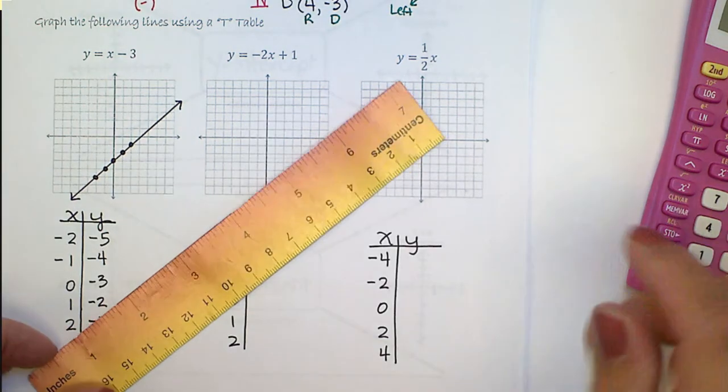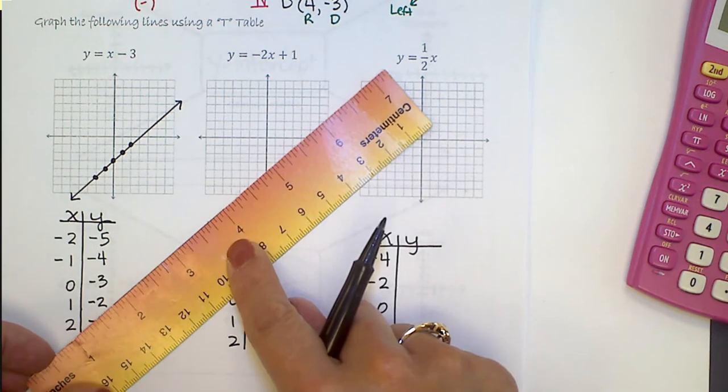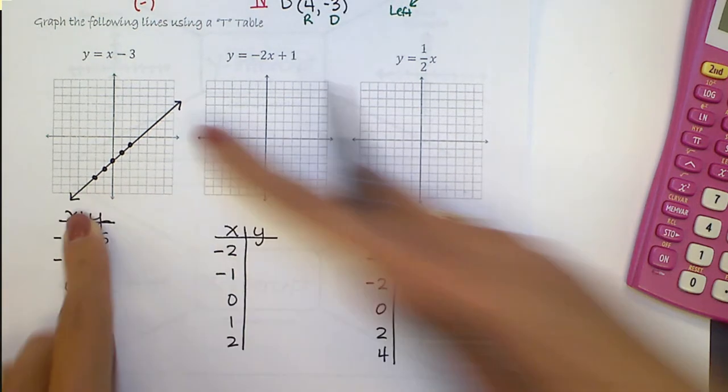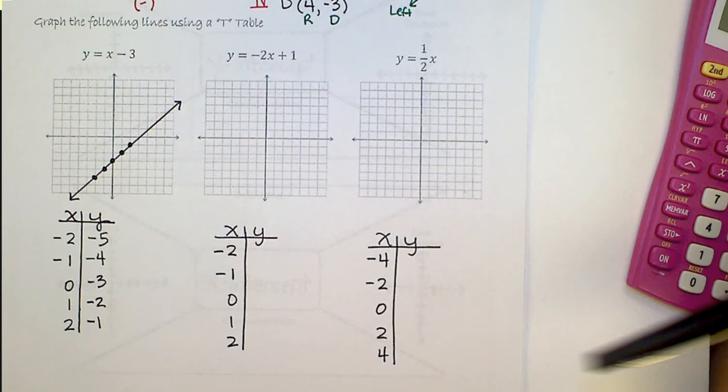But I want to be able to tell that you used a straight edge, you didn't draw it by hand, that you extended it from one end to the next, and you used arrows. All right, let's do the second one.